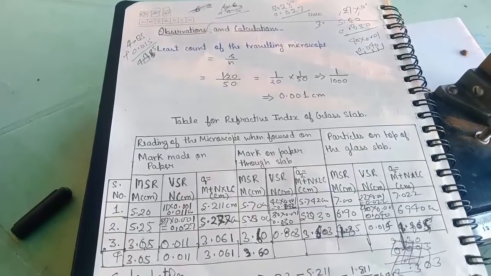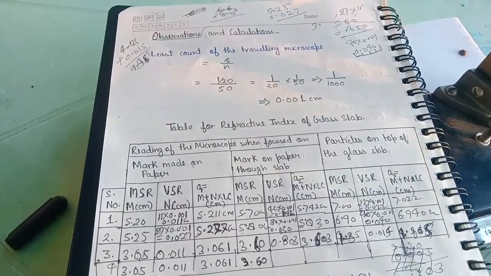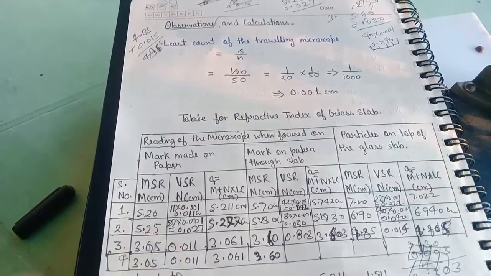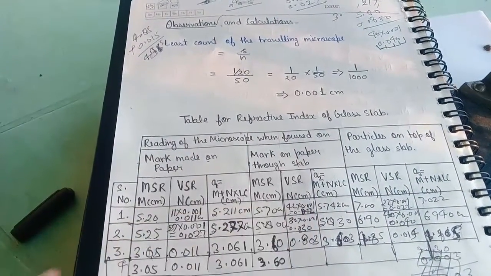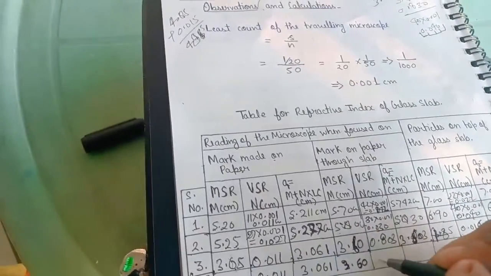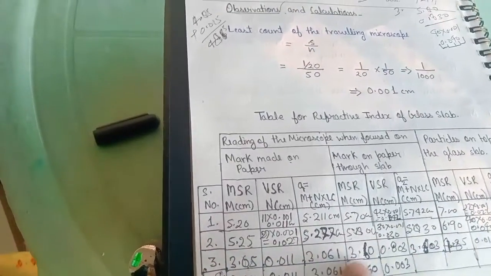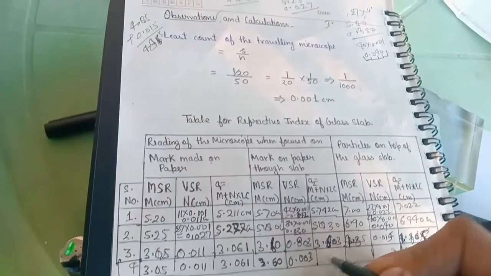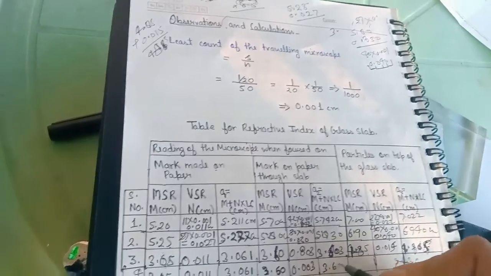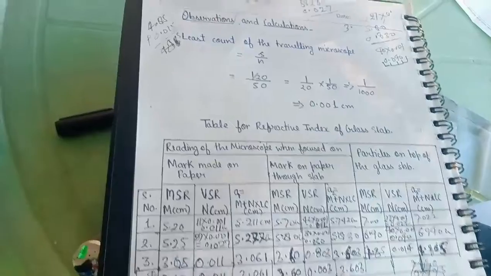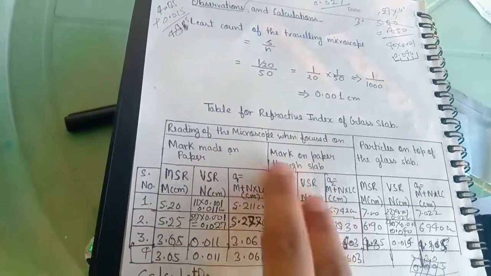Okay, as we have already taken out the measurement and seen the readings, I have already written here the MSR, that is the main scale reading. Now we have to write the vernier scale reading. After multiplying it by the least count, we have got 0.003. Okay, and now when we add these two, we get 3.603. So this is the reading of the mark on paper through the slab, whatever we have observed.